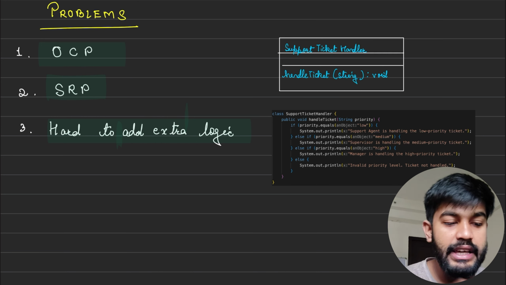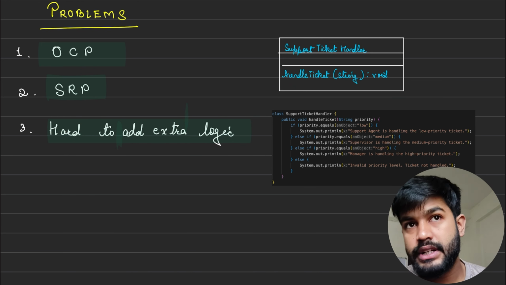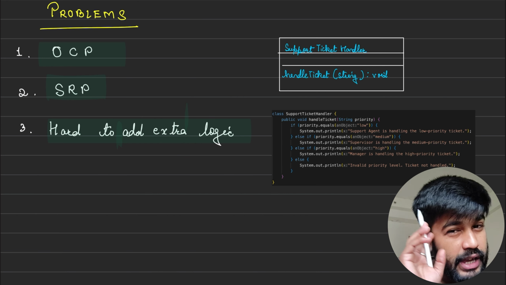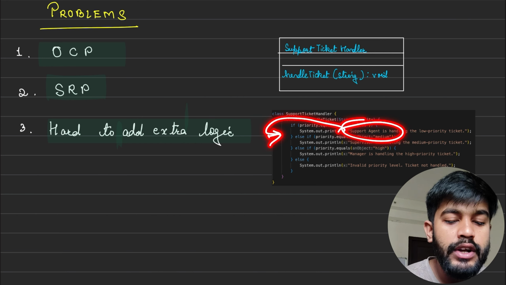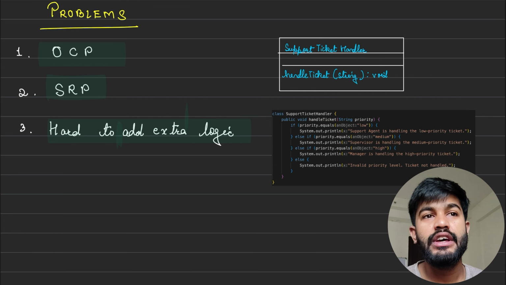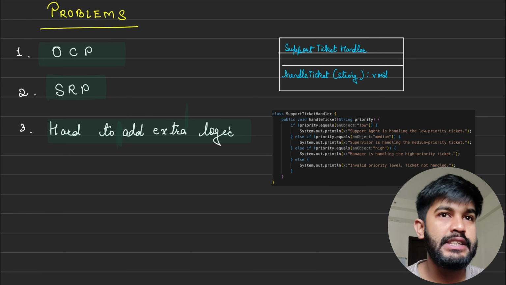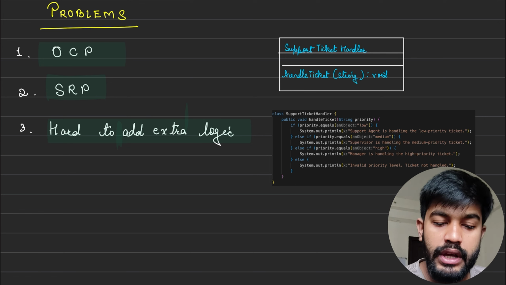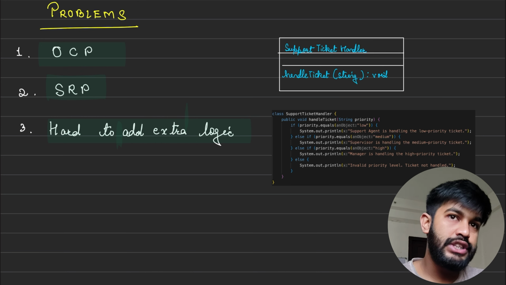The very next thing is that it is very hard to add extra logic. What is that? As in the last example I told you, if the support agent wants to fill the workload, and the supervisor needs to look after the support agents, it would be very messed up. Like, let's say the support agent is passing it on to the supervisor, or there is a generic logic that needs to be done.